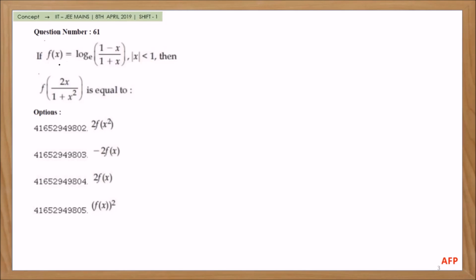First problem: f of x is equal to log to the base e of (1 minus x) divided by (1 plus x), where modulus of x is less than 1. Then we are supposed to find f of 2x divided by 1 plus x square. So we'll write f of 2x divided by 1 plus x square as a log. Wherever the x value is there, you have to substitute this value.